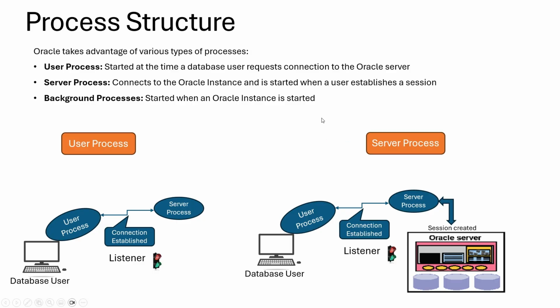So we discussed the user process. Now we will discuss the server process. There is a link between the user process and the server process. The listener will be there to establish the connection. Let's put the direction here. When a user makes a request, it goes through the user process, then connects to the server process via the listener.